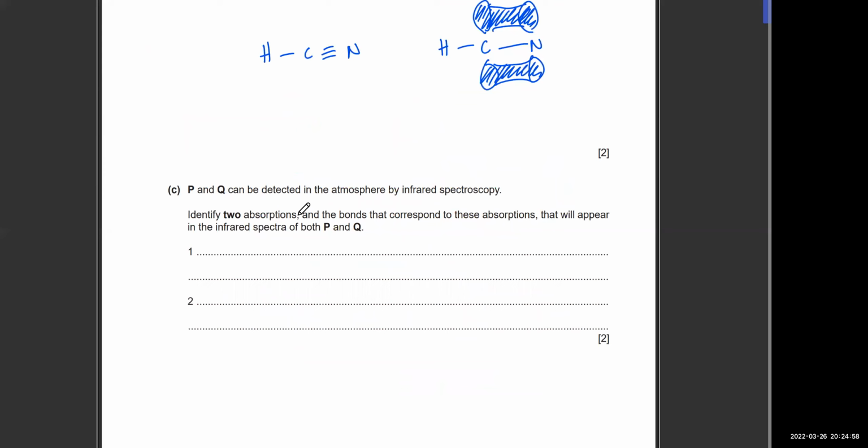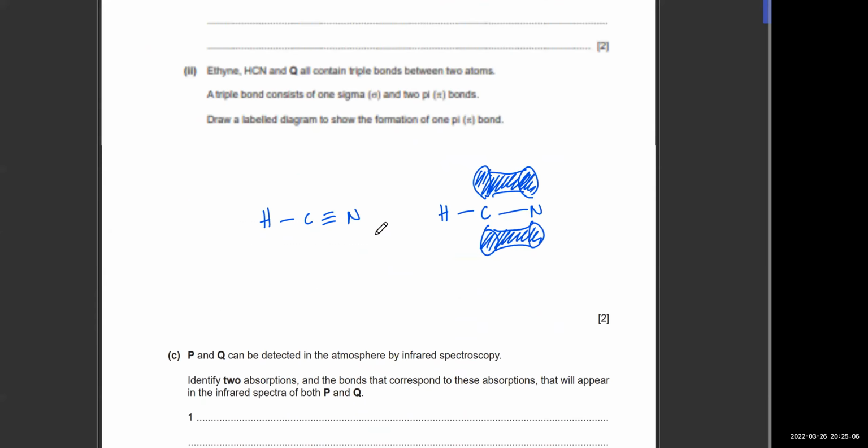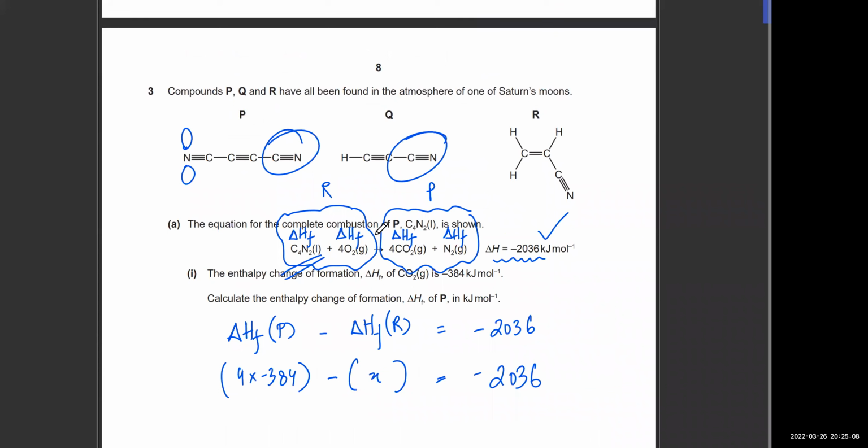So I identified two absorptions and the bonds that correspond to these absorptions that will appear in the infrared spectra of both P and Q. तो दोनों में क्या चीज common है which will appear in both of them? CN दोनों में है and C triple bond C that's also in both of them. ठीक है, clear?